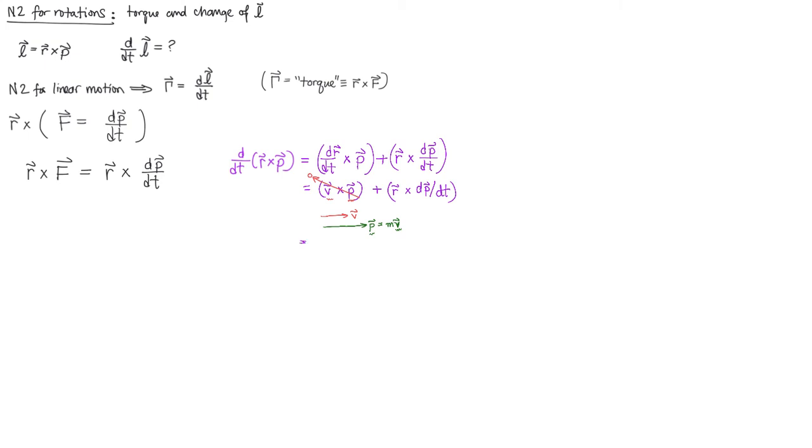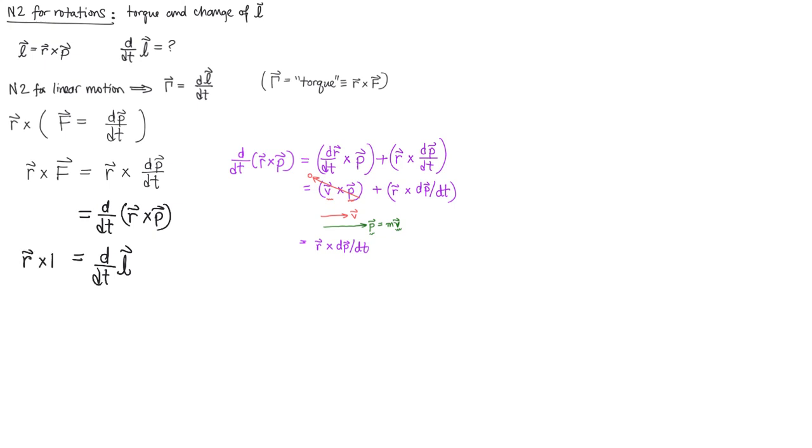And so we're left with r cross dp/dt. But notice that's exactly what we had on the right-hand side of our Newton's second law that got modified. So these two quantities are equivalent. We can reframe the right-hand side as the time derivative of r cross p. But that's cool because we know that r cross p is exactly our angular momentum.